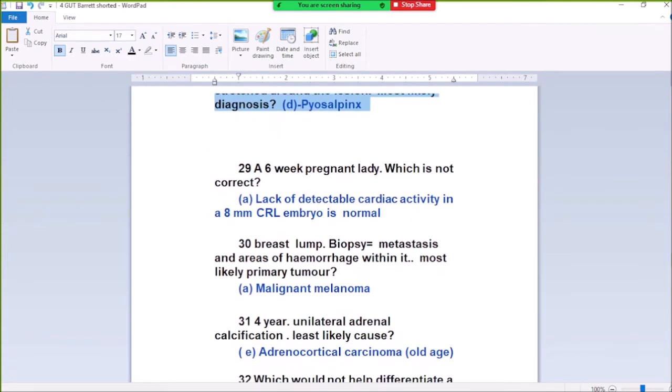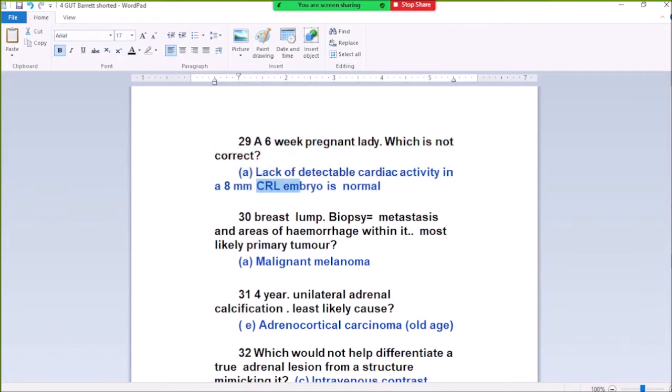Question 29. A 6-week pregnant lady, which is not correct? Lack of detectable cardiac activity in an 8 mm CRL embryo is normal. This is not correct, because there should be cardiac activity at 8 mm. At least at 7 mm, there should be cardiac activity.